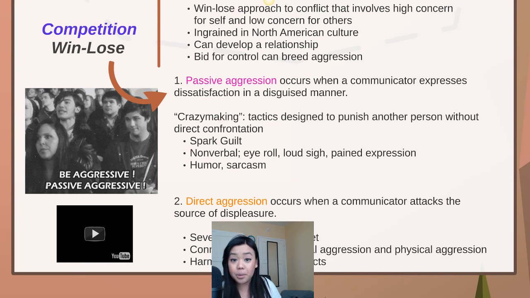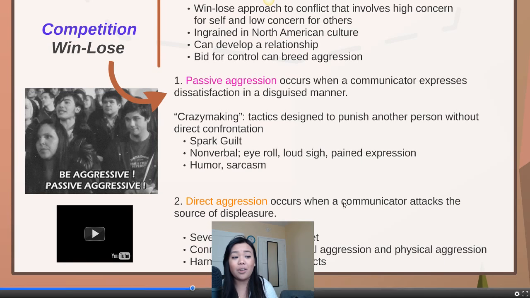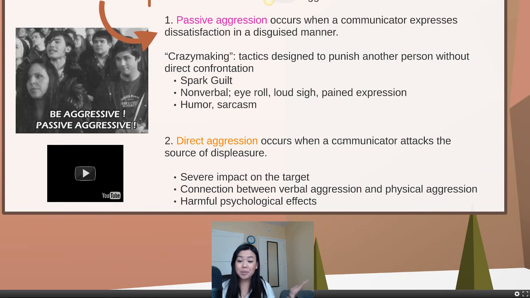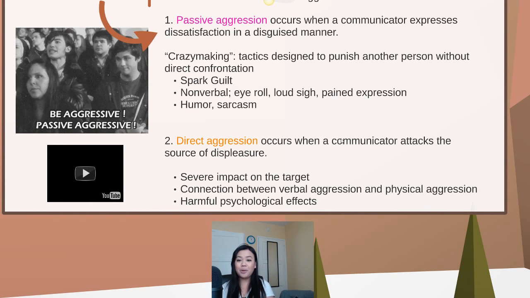Some nonverbal expressions might be eye rolling, loud sighs, just lots of extra facial expressions, and of course, humor and sarcasm. But you've all been victims of passive aggression. You might have engaged in passive aggression, but we understand from a communication standpoint, it's a way for people to express how dissatisfied or upset they are without direct confrontation, because sometimes direct confrontation is a little uncomfortable for people.